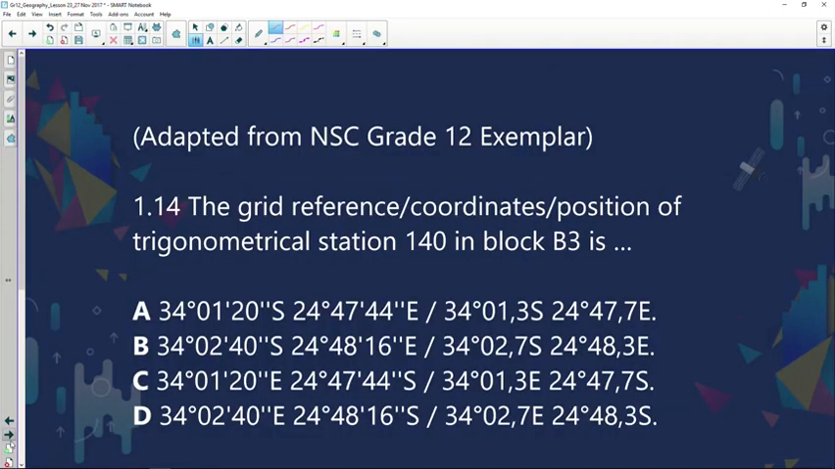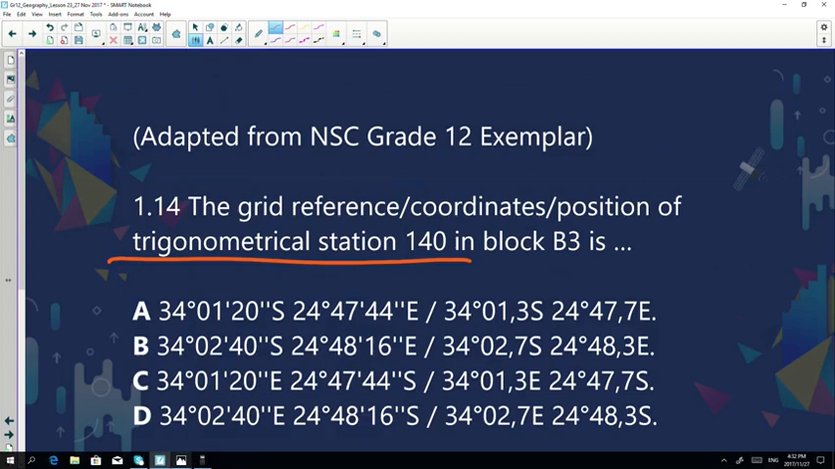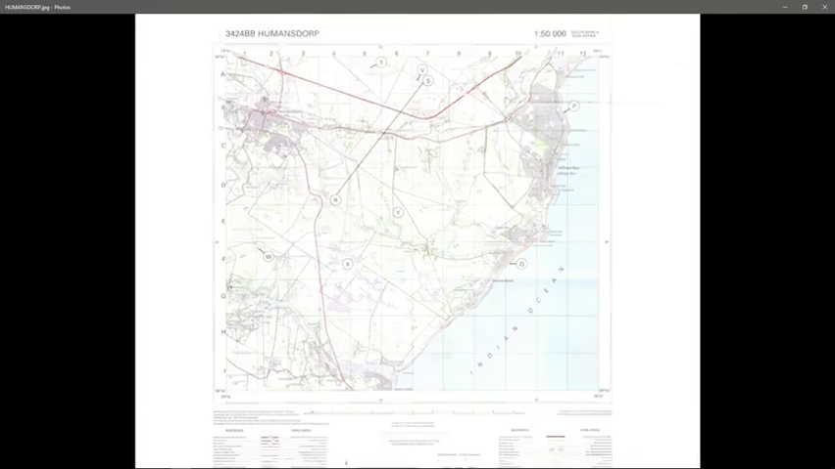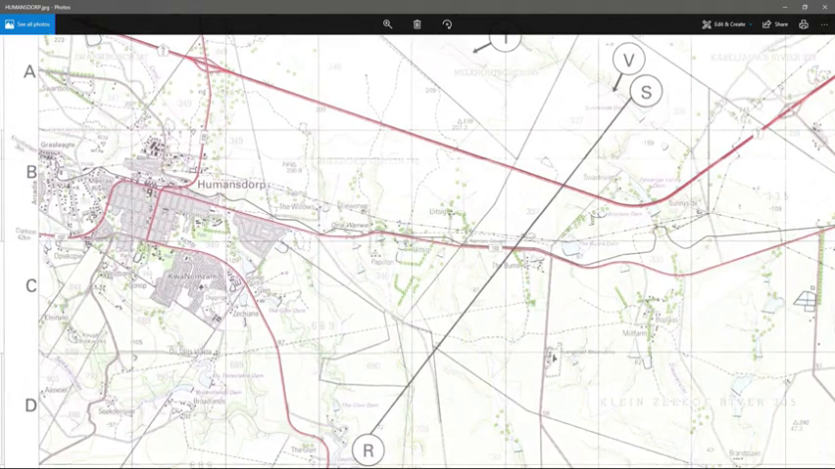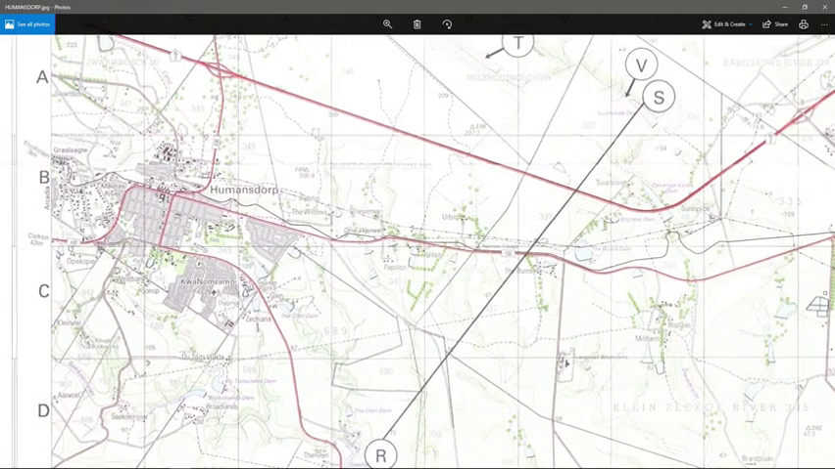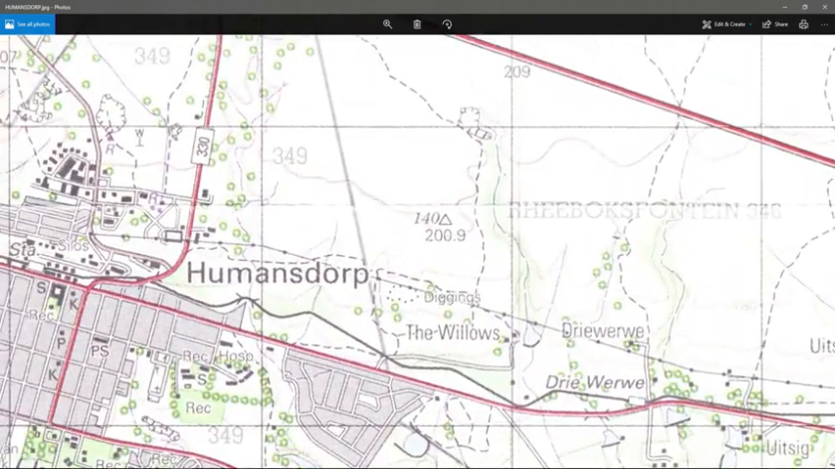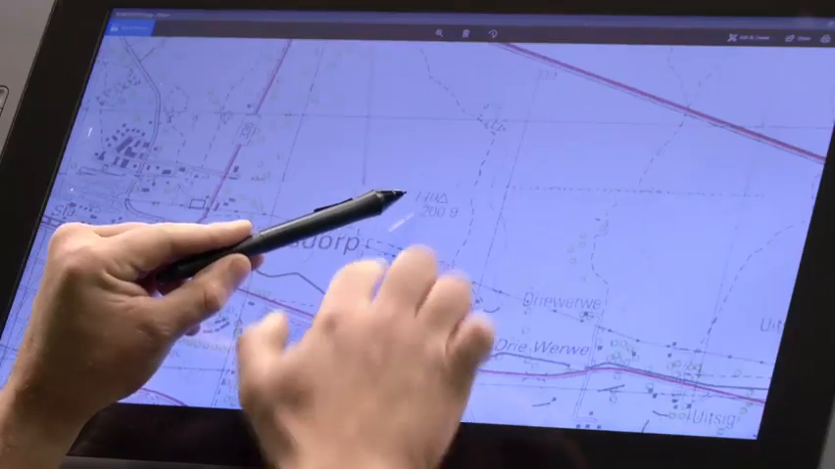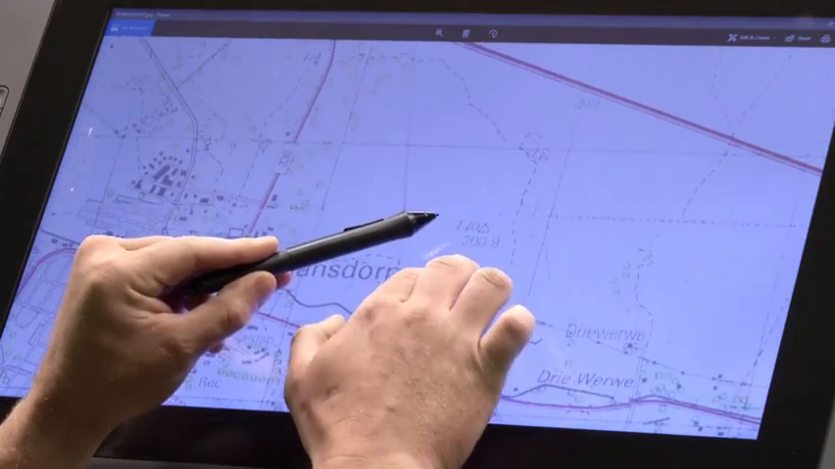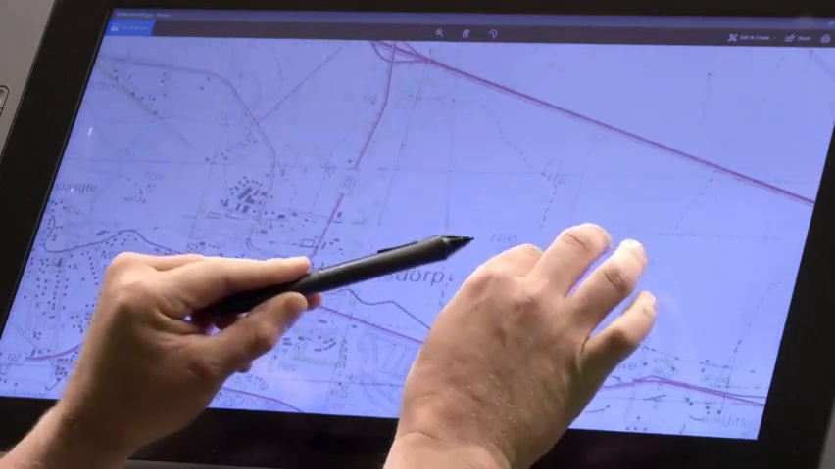Now, 1.14 is coordinates. The question states, provide the coordinates for trig station 140 in block B3. Now let's quickly go and have a look at B3. The question states, provide the coordinates for trig station 140. As you can see, there is trig station 140. Now I'm going to do it with you from this map. You can see it's over there.